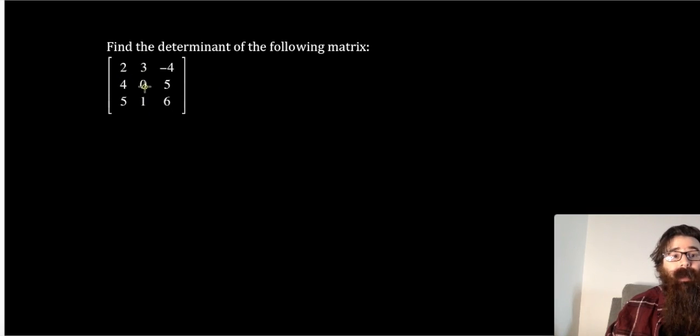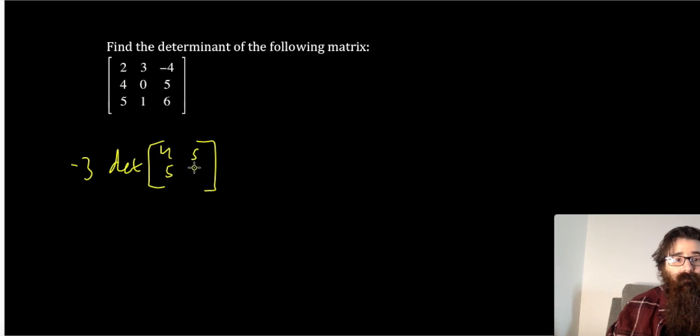So if I'm going down the second column, remember that checkerboard pattern, plus, minus, I'm going to bring out that 3, I'm going to flip its sign, and then times the determinant of the 2 by 2 matrix that I get when I remove that entry's row and column. So that's 4, 5, 5, 6. Next, I'm going to bring out the 0, I'm going to keep its sign, and then times the determinant of the 2 by 2 matrix that I get when I remove that entry's row and column. So that's 2, negative 4, 5, 6.